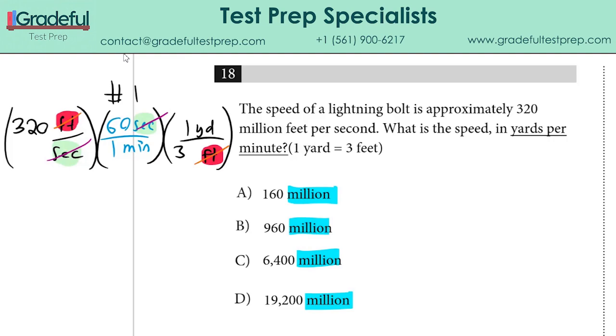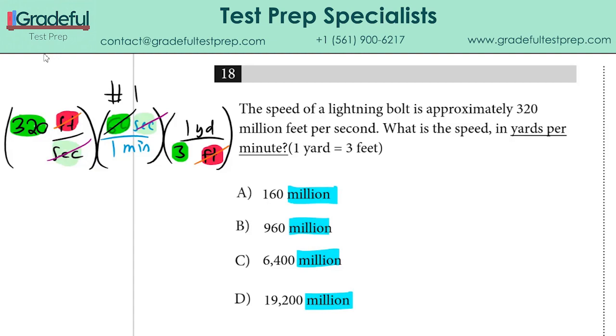yards on the top and minutes on the bottom. And so we can just divide that out. That'll be 320 times 60, and then divide that by 3. Now, let's say we were on the non-calculator section, even though, yes, we can use our calculator here, and we will, but a nice shortcut would be to simplify.